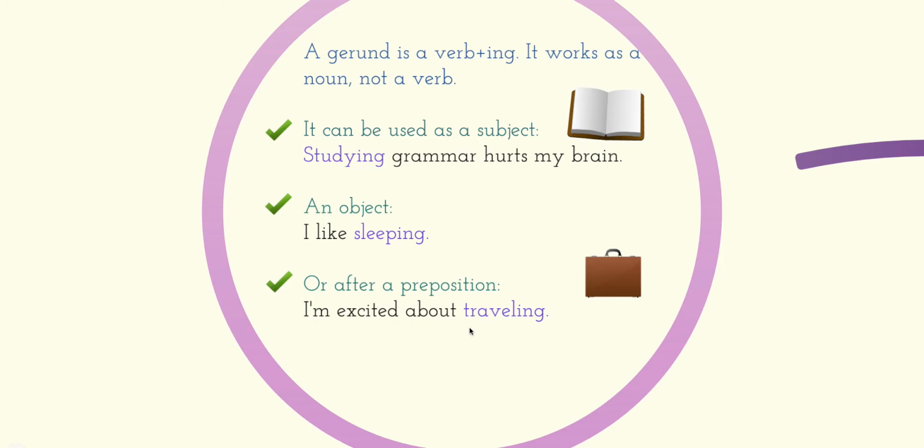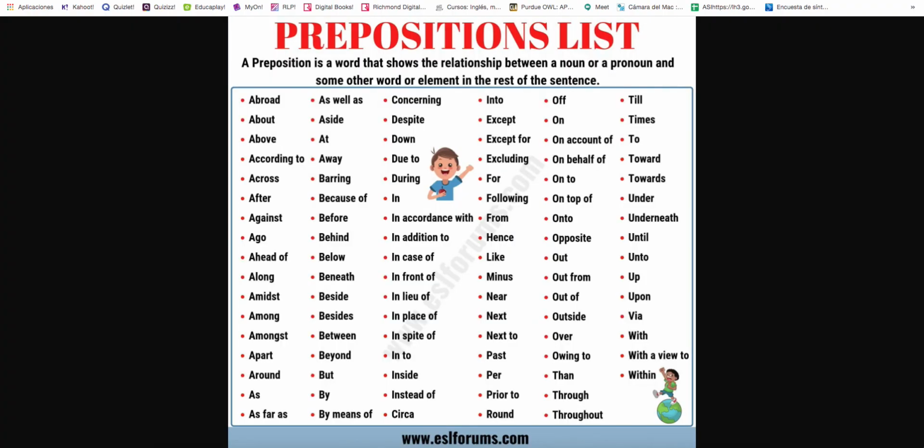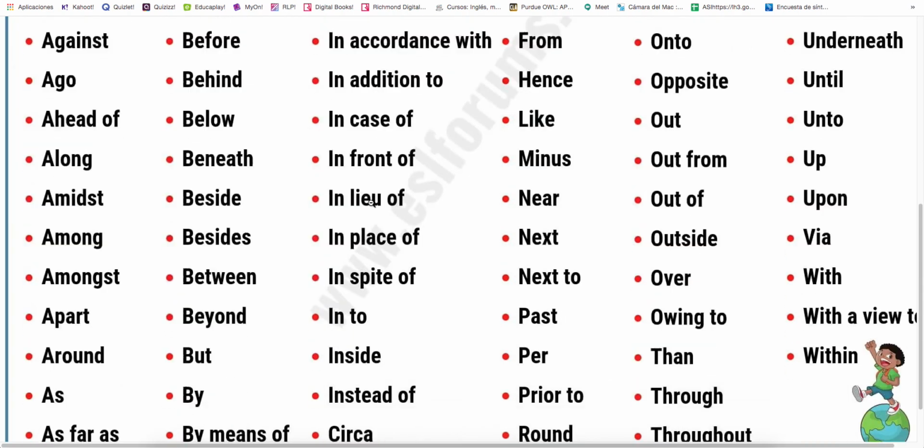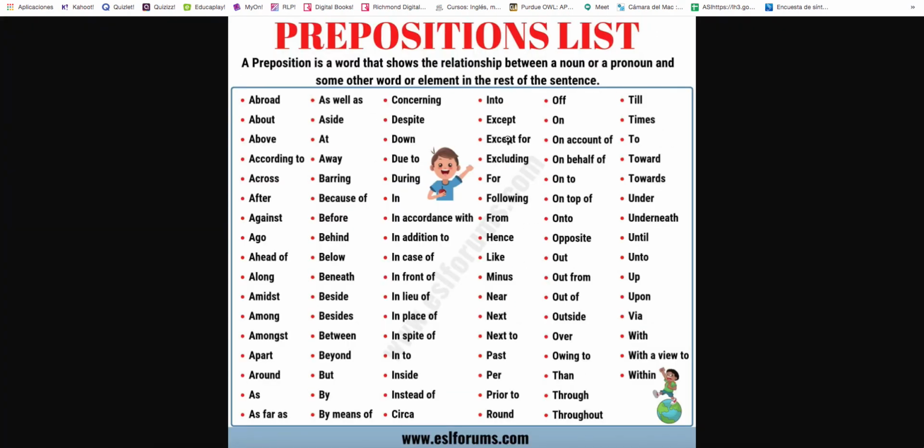In order to make it easy, I am going to show you this. This is a prepositions list. This is really important, okay? As I was telling you, a preposition is a word that shows the relationship between a noun or a pronoun and some other word or element in the rest of the sentence. Don't forget that a noun is like the object, the subject, the things that you have, or the things that are doing the action, or that are the complements in a sentence. We saw that in the previous class. So here you have an entire list. These are the most common prepositions, the most used ones.